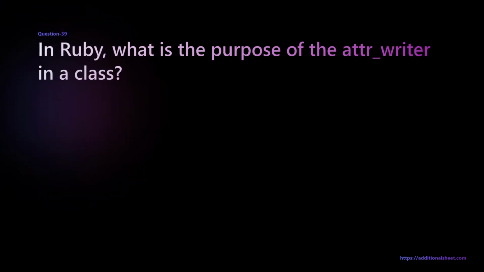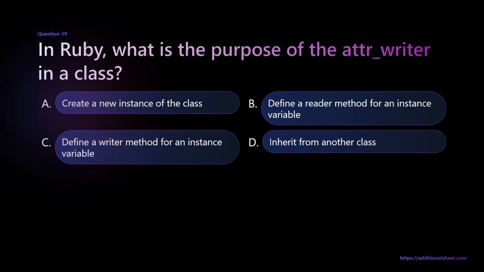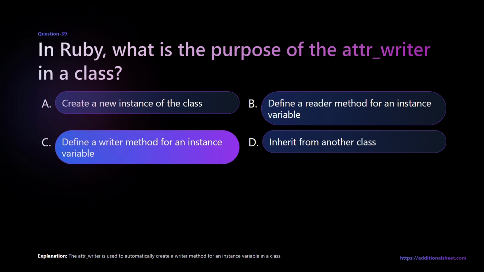In Ruby, what is the purpose of the attr_writer in a class? Option A, create a new instance of the class. Option B, define a reader method for an instance variable. Option C, define a writer method for an instance variable. Option D, inherit from another class. The correct answer is option C, define a writer method for an instance variable.